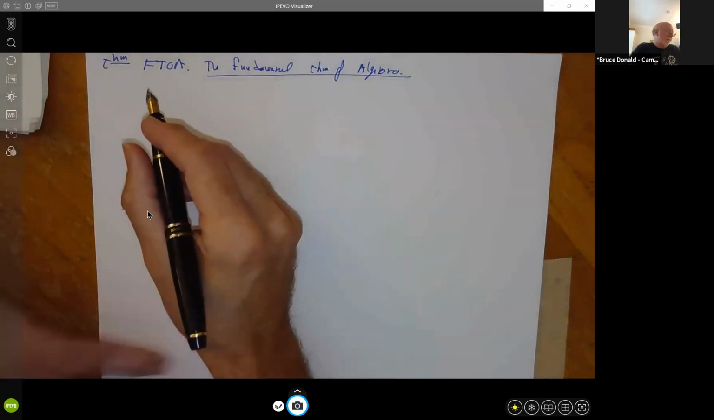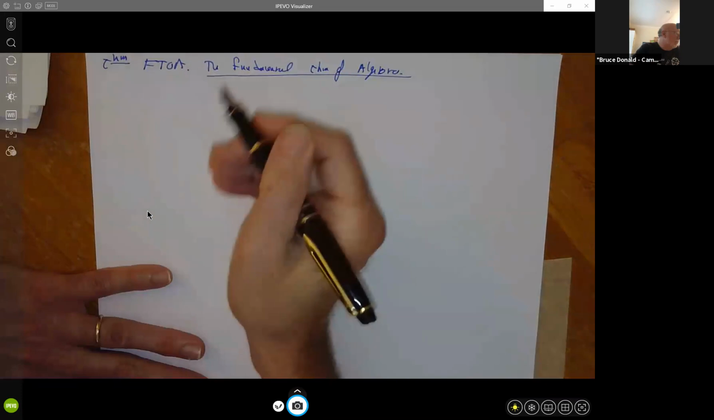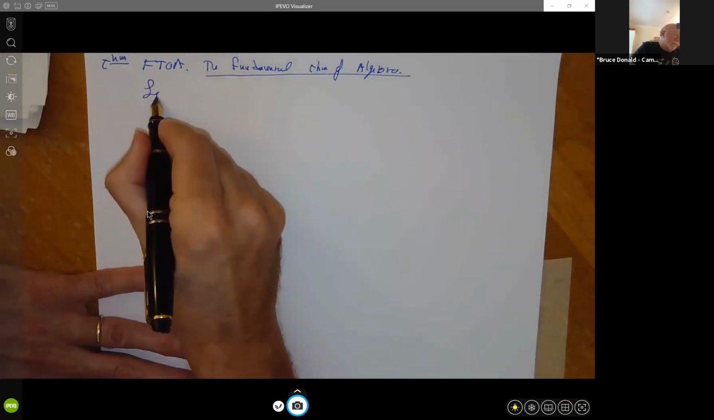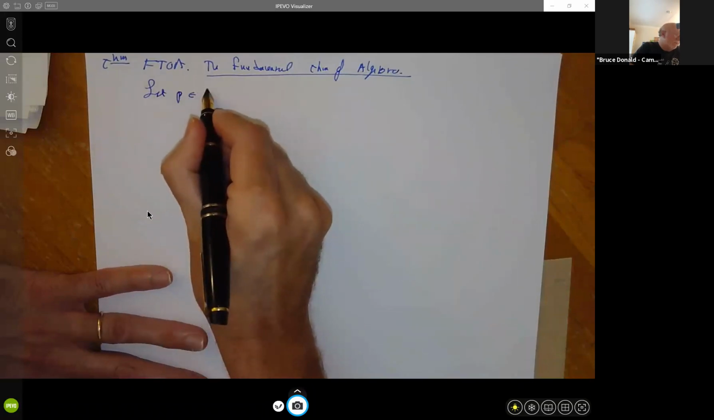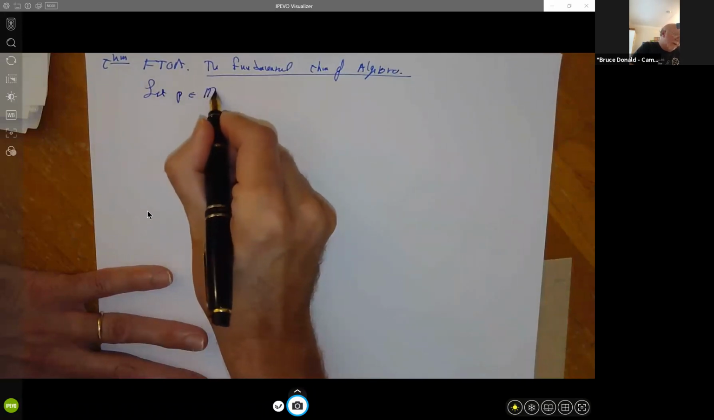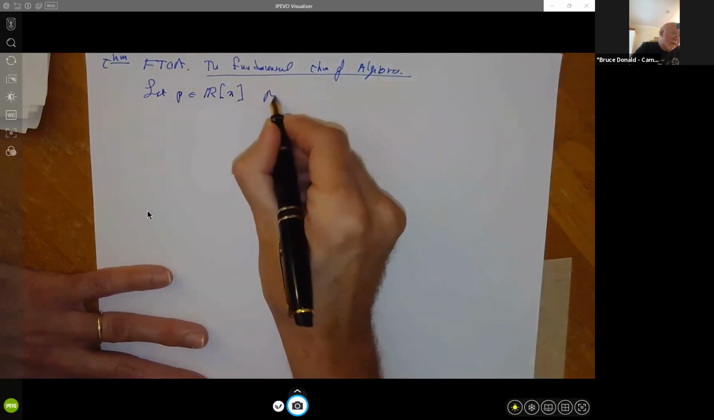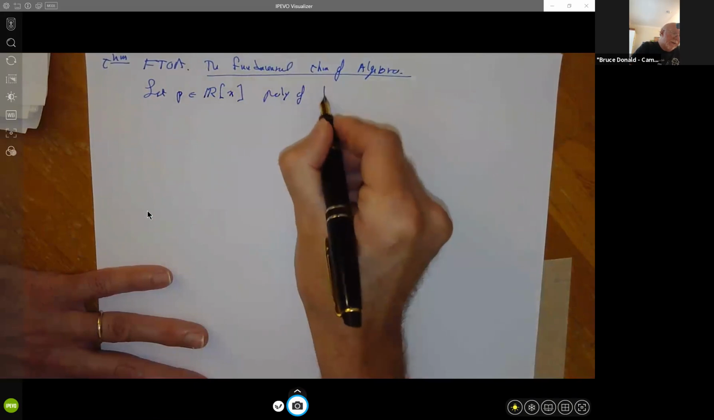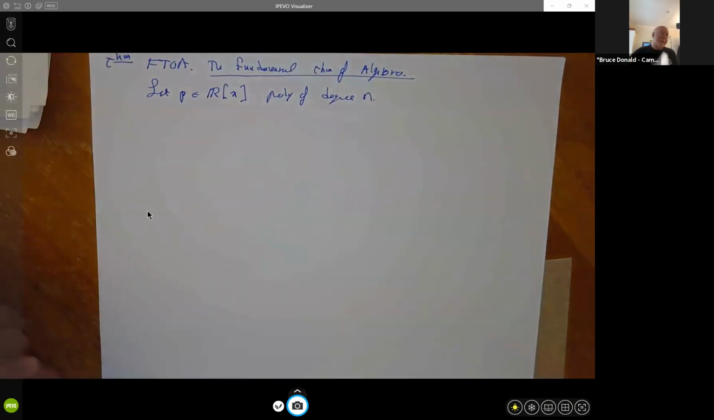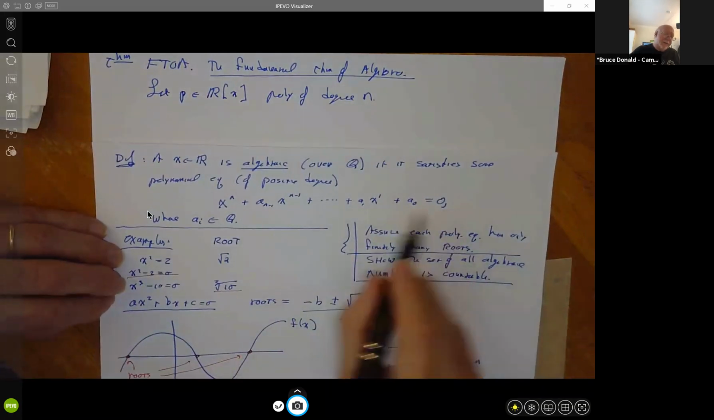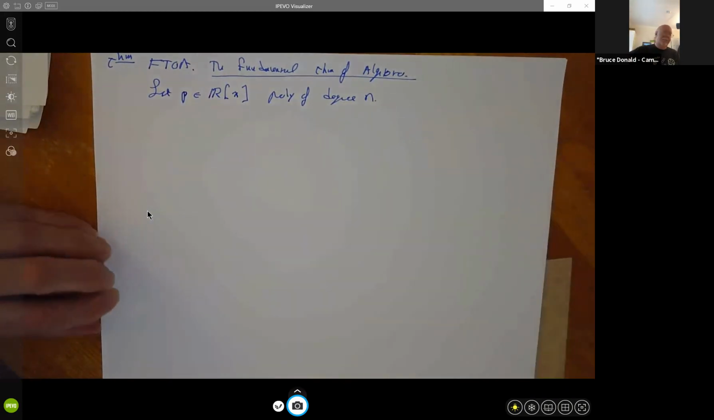Again, I'm going to state it. It's proved in the notes, and then I'm going to use it for my proof about the algebraic numbers. So let P be some polynomial. We write that as a polynomial, and this one can even have real coefficients. This is a polynomial of degree n. So what is degree? Degree is the exponent of the highest x term. We call that the degree of the polynomial.